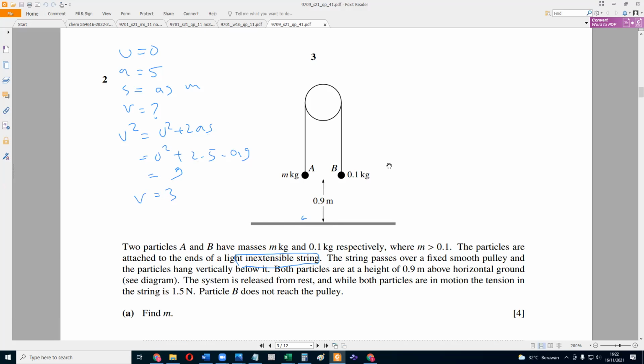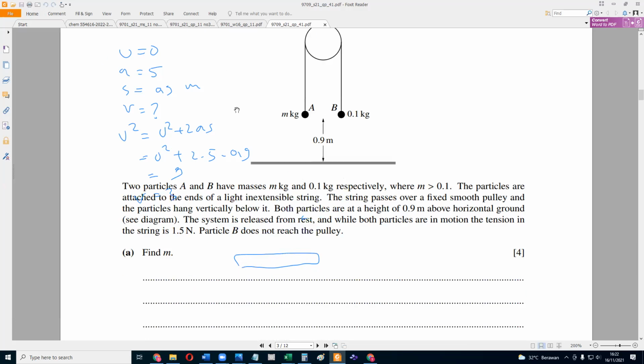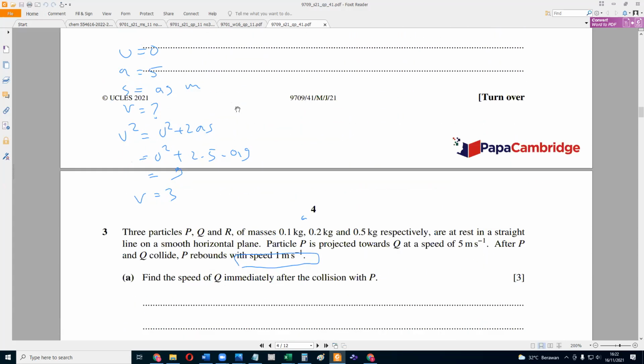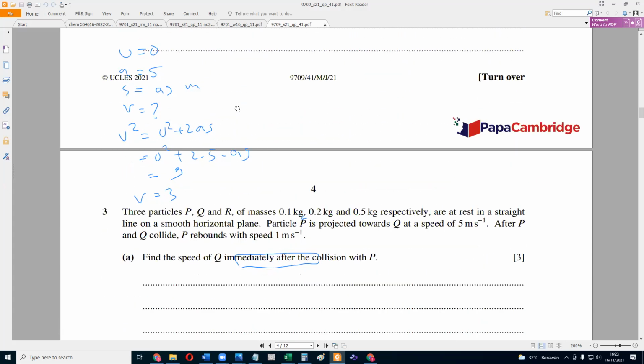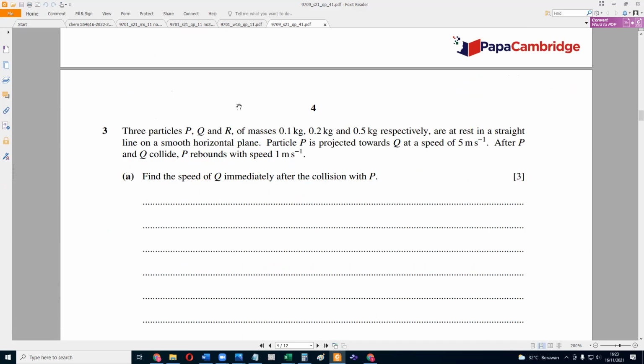Okay, clear enough? That's simple enough, I guess. Yes, this is the usual 3 data, 1 question. And this can simply be solved if you memorize the 5 equations of motion. That's it. Okay. Next question.